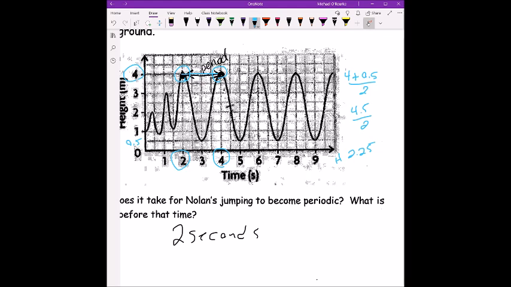Good. Then lastly, what's the amplitude of his jump? So how high is he jumping every time? It's max minus min, divided by 2. So in this case, it's 4 minus 0.5 divided by 2. 3.5 divided by 2, which equals 1.75. Okay?